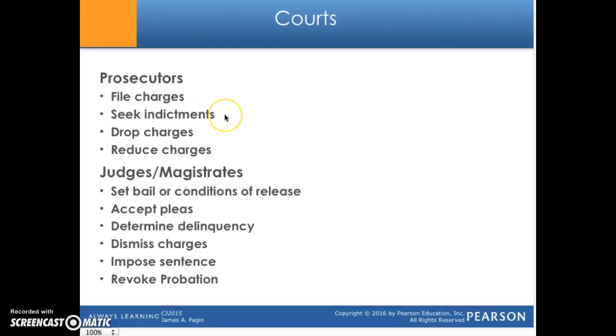They seek indictments if you're from a state that uses an indictment process, so they'll appear before a grand jury and seek an indictment against a particular individual. They may be involved in dropping charges or not filing charges against an individual. So, for example, a police agency seeks to charge an individual with a crime, and maybe the district attorney believes that the police haven't met their burden. Remember that for the police to arrest someone, it just requires probable cause.